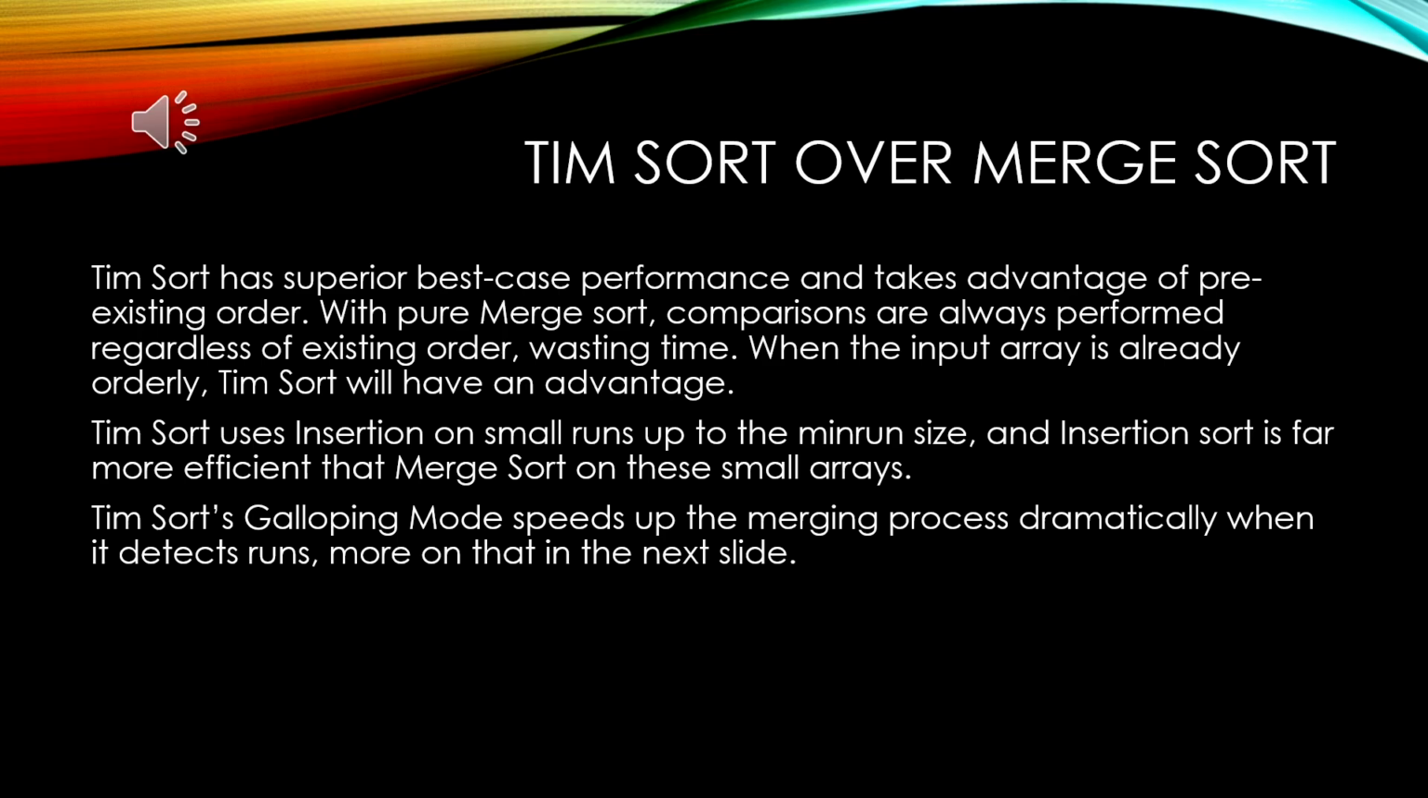Next, efficiency on small runs. This is the insertion sort piece. Merge sort is slow on small arrays because of the overhead. TimSort uses insertion sort up to the min run size, which is far more efficient. It leverages the fact that insertion sort is truly the fastest algorithm for arrays smaller than 32 to 64 elements.